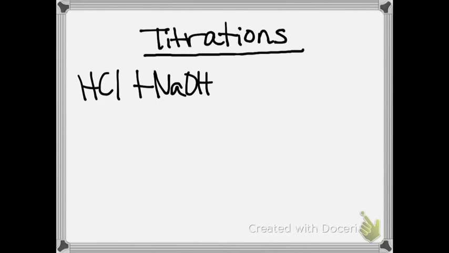So what's going to happen now is that the hydrogen ion will go with the hydroxide ion and form H2O. What else will happen is the sodium will go with the chlorine and create sodium chloride. And this is a strong acid, strong base titration.